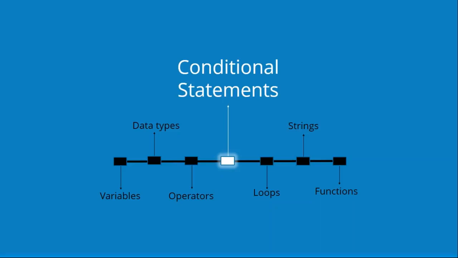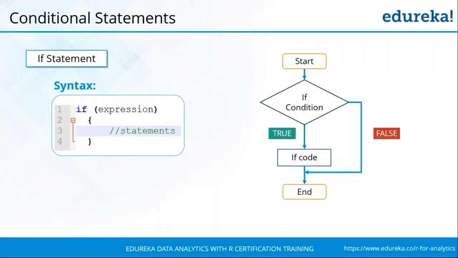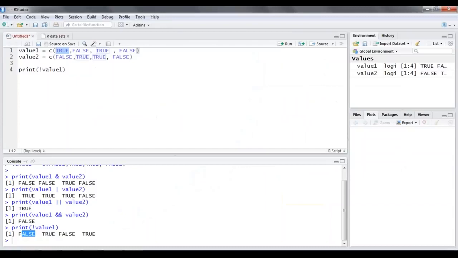Now the first conditional statement that we'll be looking at is the if statement. Now what your if statement basically does is that it checks a specific condition, and if the condition is found to be true, then it goes on to execute a set of statements, but if it is not, it will ignore this complete set of statements and move forward. Now how does this work? Let's go back to our RStudio. Let me clear all this.